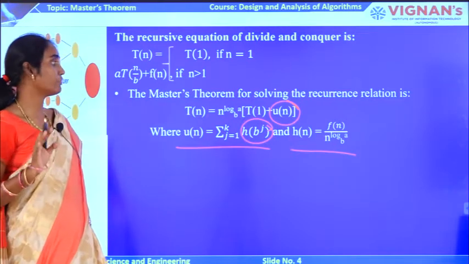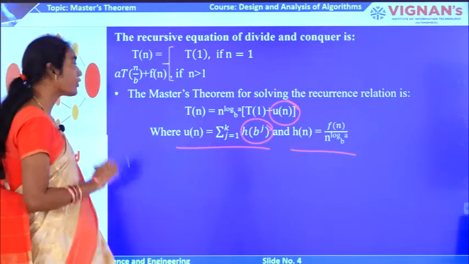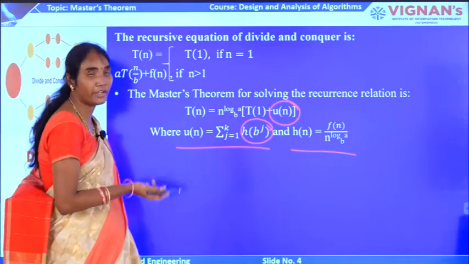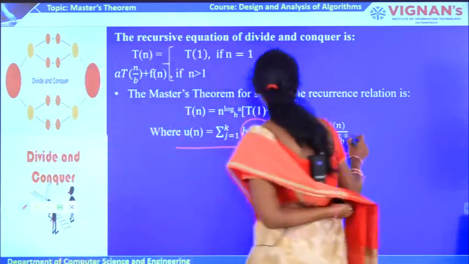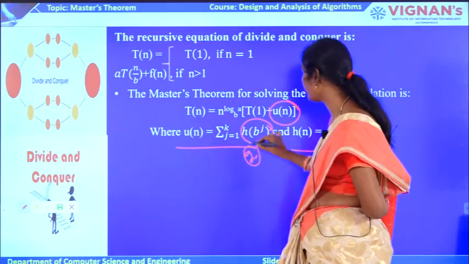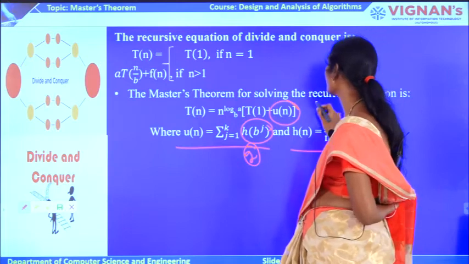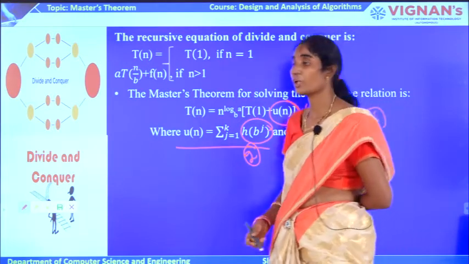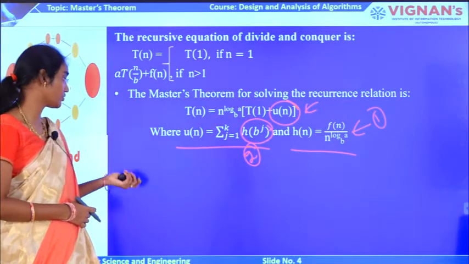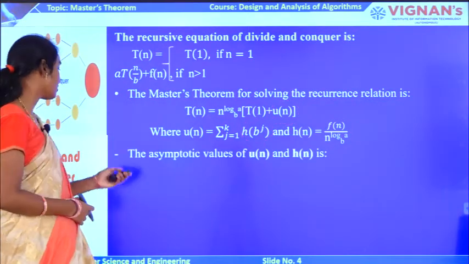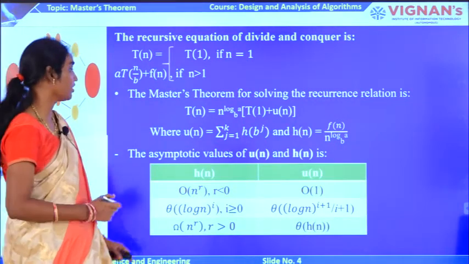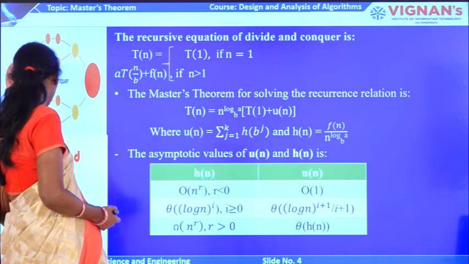So initially, the first thing is to find u(n) and h(n). To find u(n), I require h(n). So first of all you have to find h(n), and second you have to find u(n), and immediately substitute these two to get T(n). So after finding this, based on u(n) and h(n), I will have the solution for the given recurrence relation.